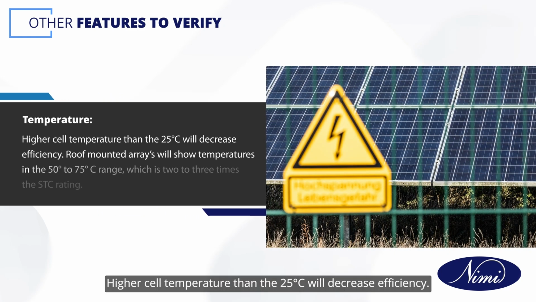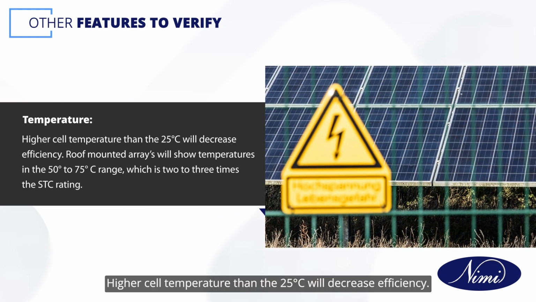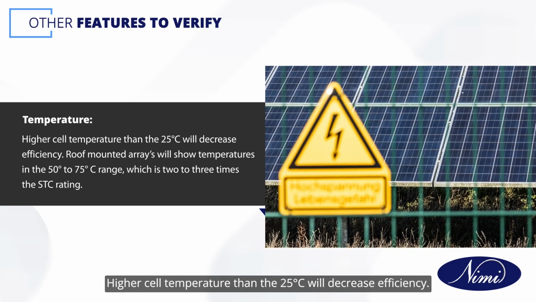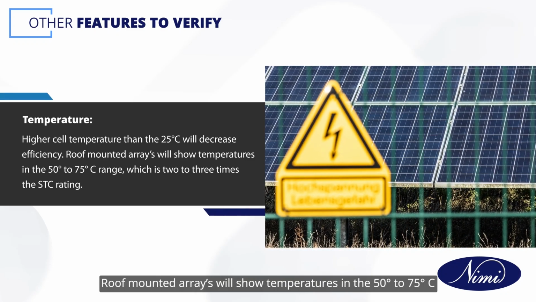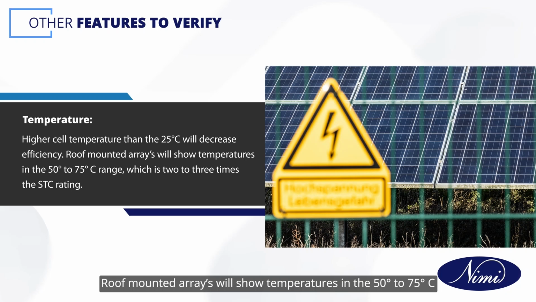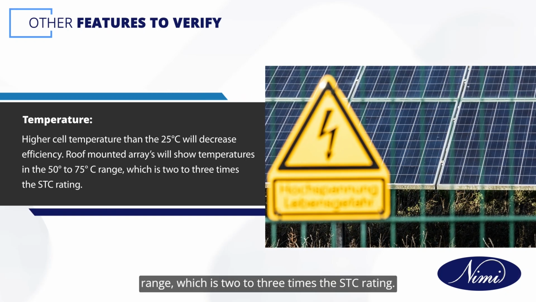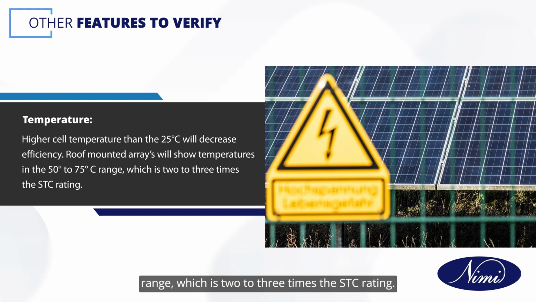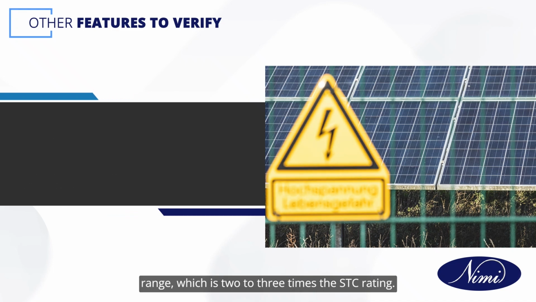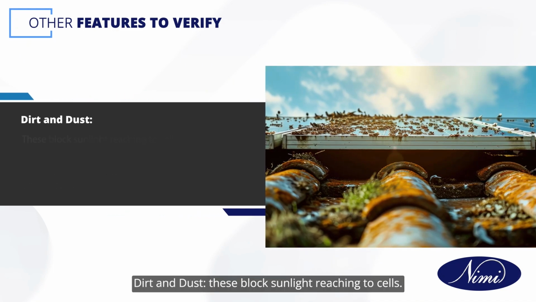Temperature. Higher cell temperature than the 25 degrees Celsius will decrease efficiency. Roof-mounted arrays will show temperatures in the 50 degrees to 75 degrees Celsius range, which is 2 to 3 times the STC rating. Dirt and dust.